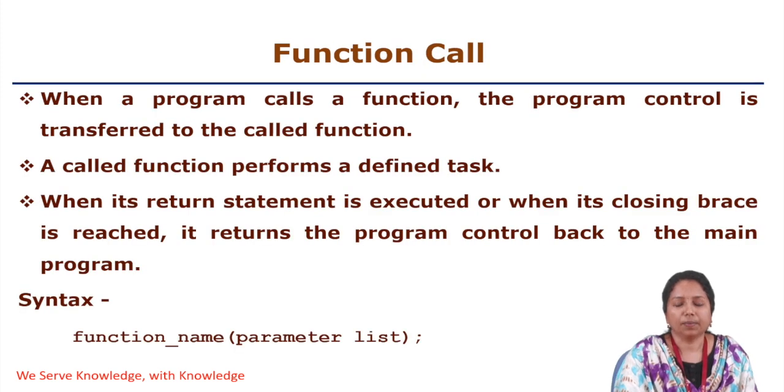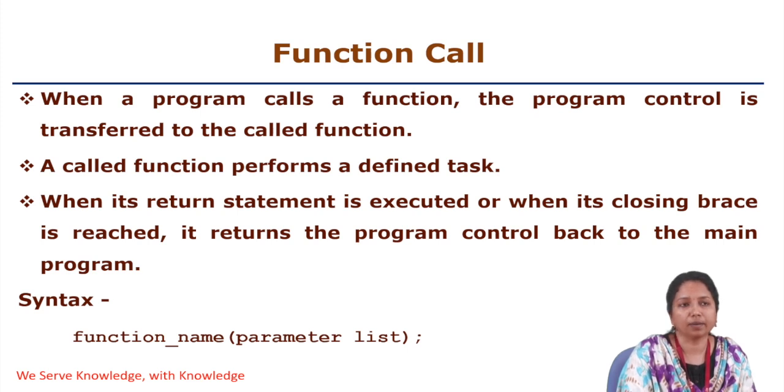So third part is function call. When a program calls a function, the program control will be transferred to the called function. A called function will perform a particular defined task, and when a return statement is executed, or when the closing bracket is encountered, at that time program control will go to the main program. And the syntax of the function call is as below. That is, function name we have to specify, then followed by the parameter list.